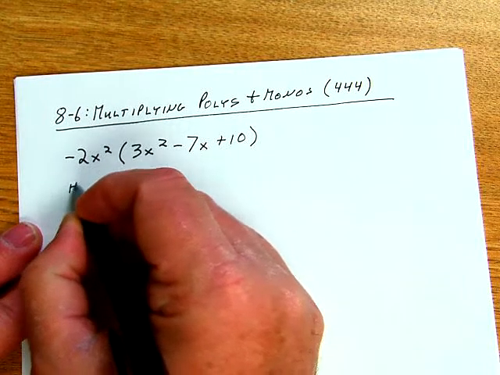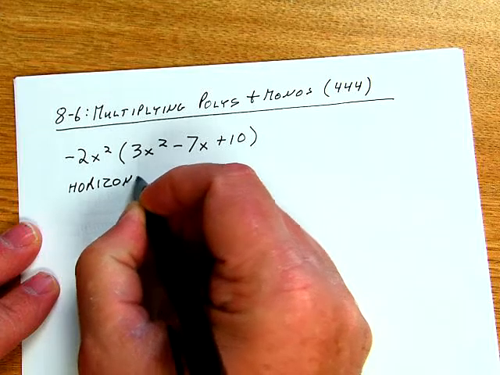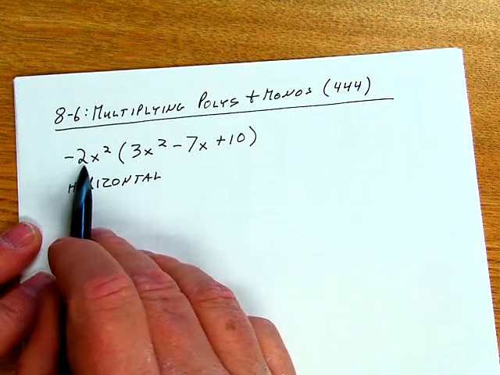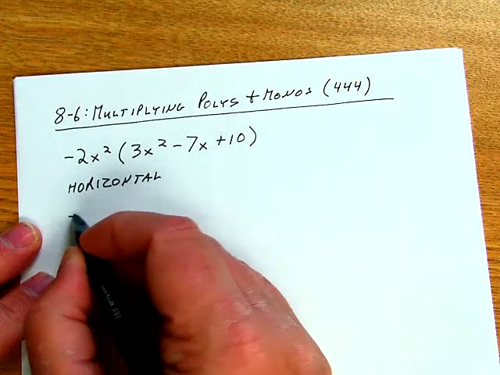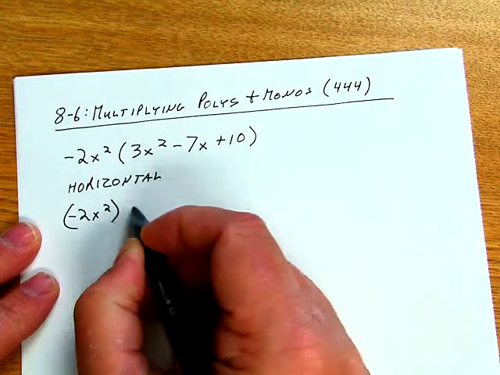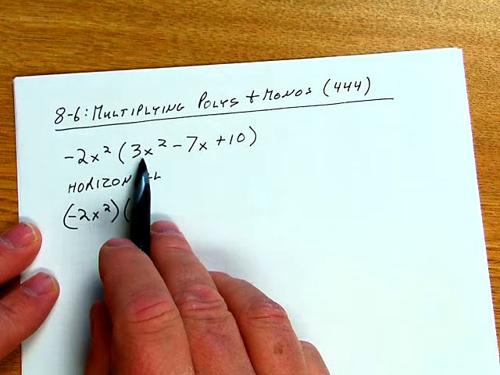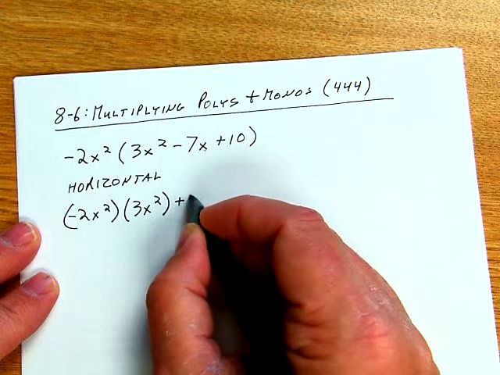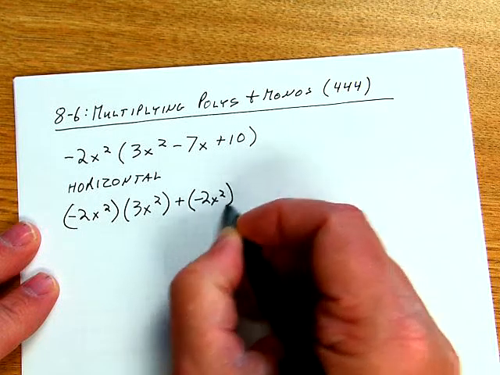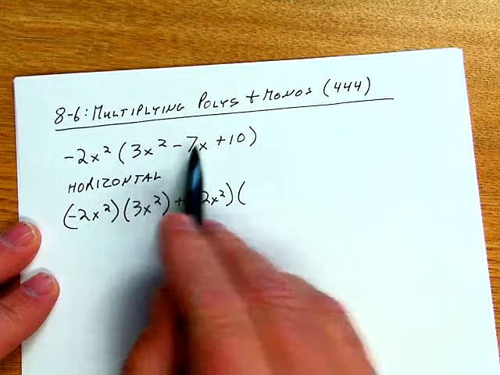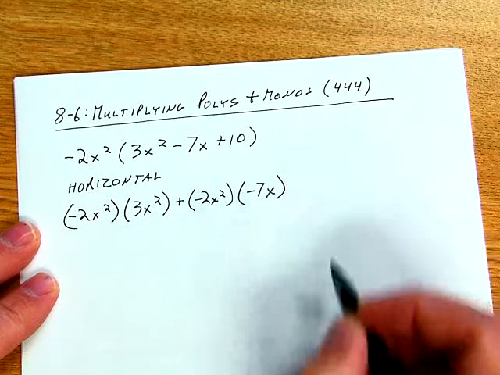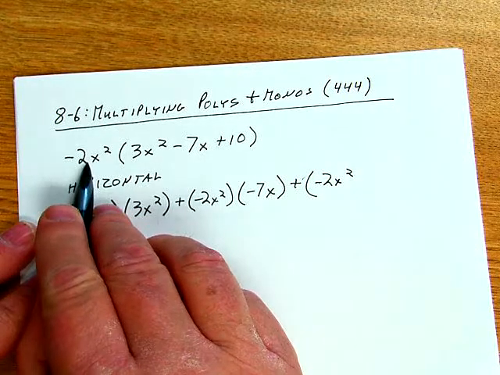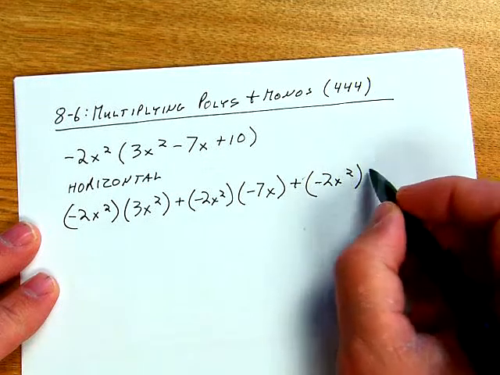Let's first talk about the horizontal method. In the horizontal method, all you do is write the monomial term on the outside times each of the items on the inside. So negative 2x squared times the first term inside the polynomial, 3x squared. Okay, then you add it, negative 2x squared again times the second term, negative 7x. Okay, then you add the first outside term again, the monomial, times the last term, 10.